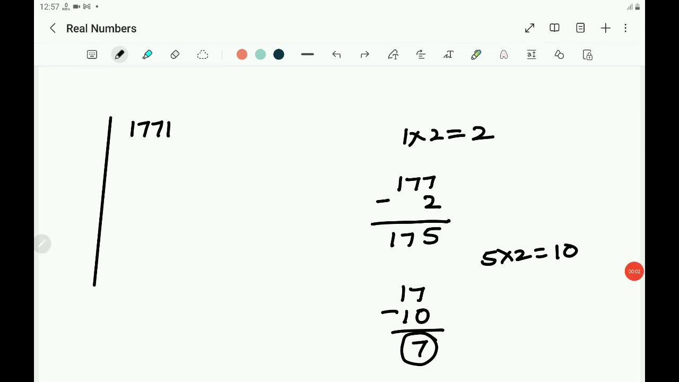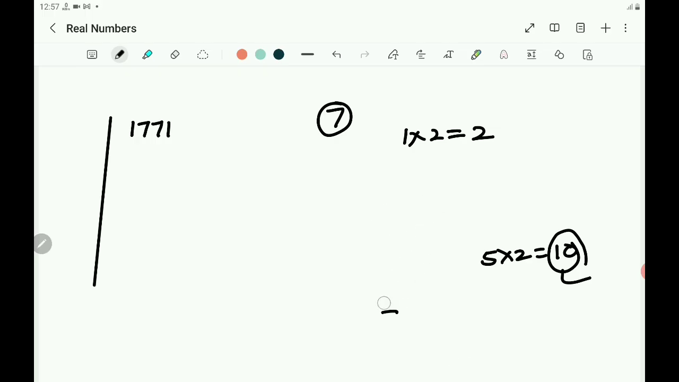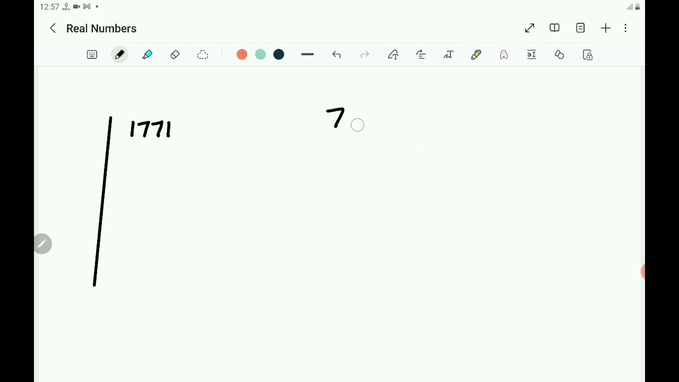How you can say that 1771 is divisible by 7? Here take the unit digit, double it, you got 2. 1 twos are 2. Then you subtract that 2 from 177, you got 175. Again you take the unit digit and double it, you got 10. 5 twos are 10. Then take the remaining truncated number 17 minus this 10, you got finally 7, which is in the table 7. Therefore you can conclude that this 1771 is divisible by 7, means it is in the table 7.